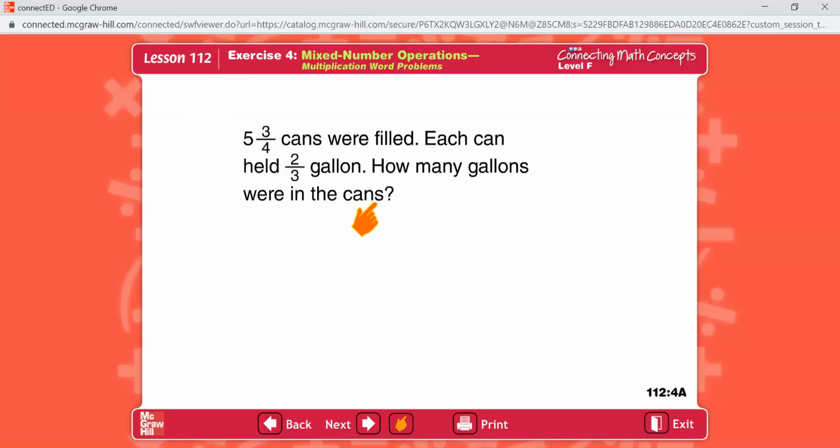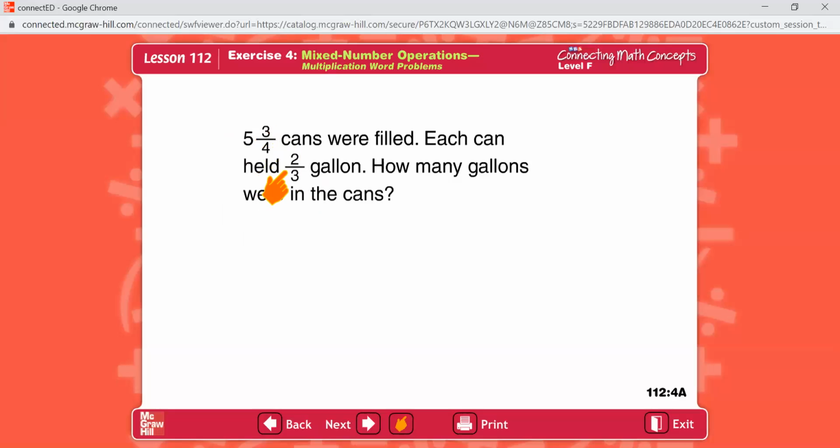You know the gallons in one can, and you have to find the gallons in 5 3/4 cans. So you multiply 5 3/4 times 2/3, because you have this many cans, and each of those cans has this much in it. So you're going to multiply this number by this number, 5 3/4 times 2/3.